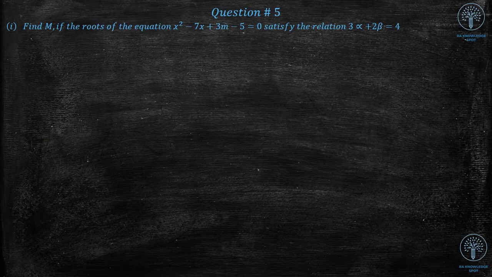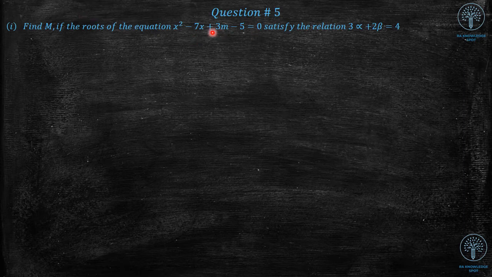Then this is question number 5. Find m if the roots of the equation satisfy the relation 3 alpha plus 2 beta is equal to 4. Dear students, in the whole exercise, sometimes we are asked to find p, sometimes m, sometimes k. Don't be confused. This is just to make a difference between the questions, the publisher or the writer is actually doing these things with you.